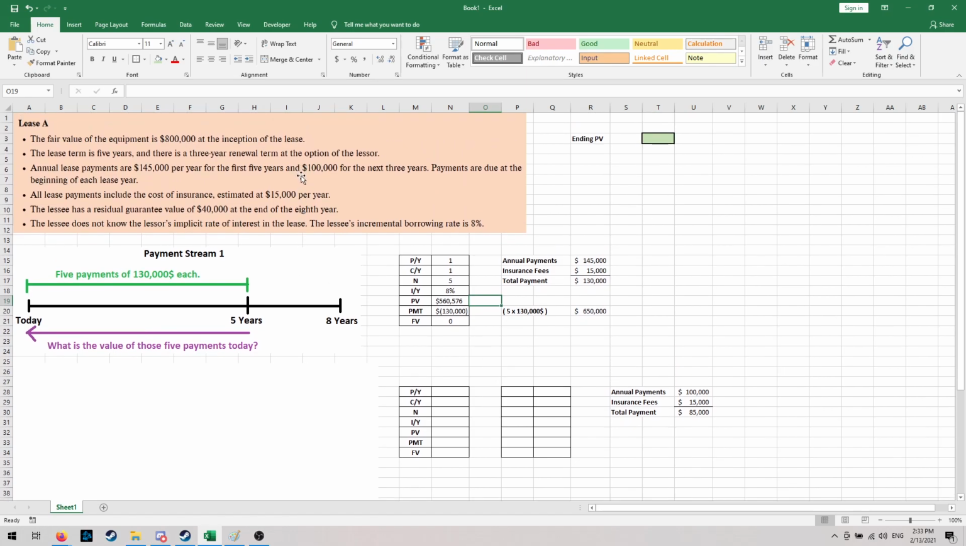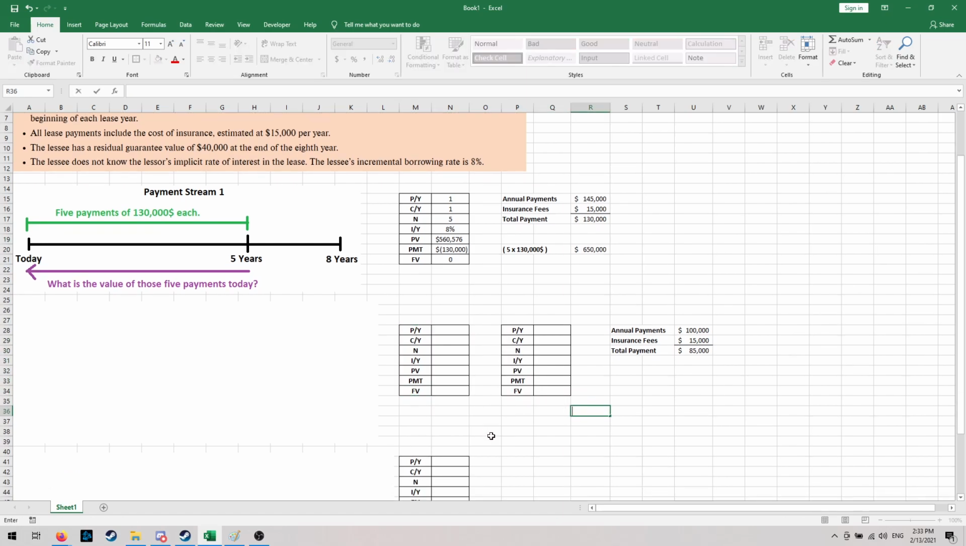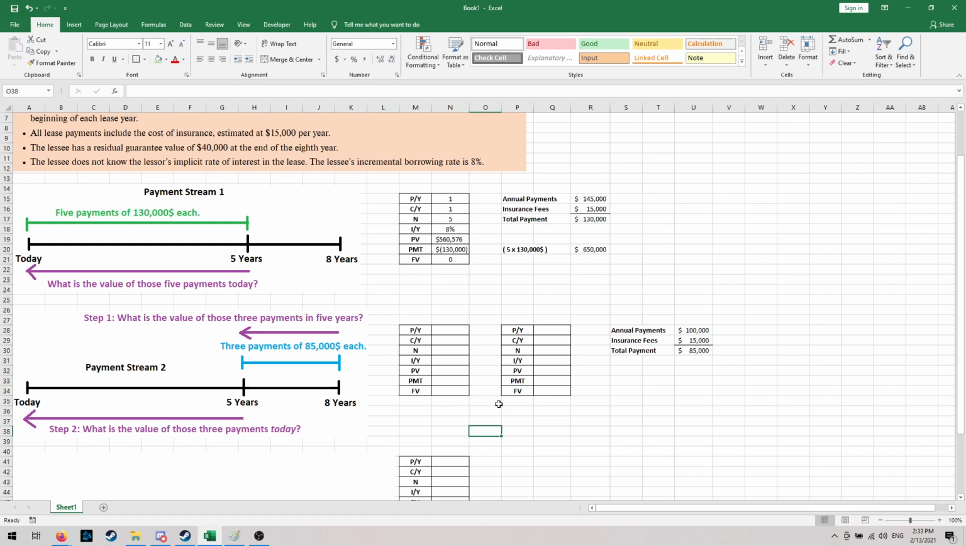So next we're going to see that the payment value is going to change over the next 3 years. It's going to go down to $100,000, and again we're going to subtract out our insurance fees from that, leaving us with a total of $85,000 per payment. And this is actually going to have 2 steps. And let me just show you this part of the question. First, we need to see the value of those $85,000 payments at the 5-year mark. We're going to move them back to this point. Then we're going to move that lump sum. That will become our future value in this equation.